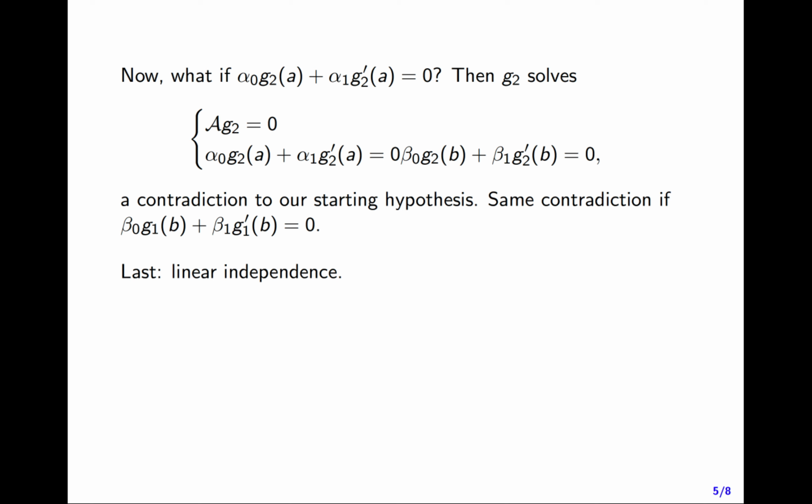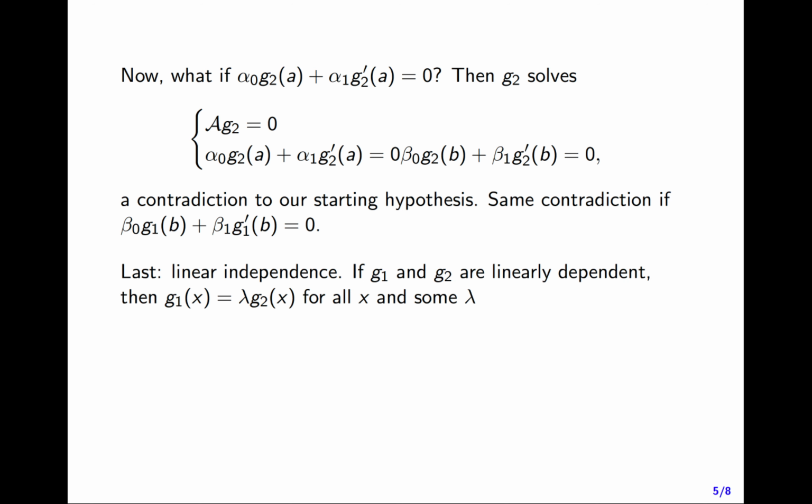Now, what about linear independence? I want g1 and g2 to be linearly independent functions. Well, let's go the route of contradiction again. Suppose g1 and g2 are linearly dependent. Then g1 and g2 have to be scalar multiples of each other. So I could have g1 of x equal to lambda times g2 of x for all x and a particular constant lambda, or the reverse, maybe I have g2 equal to lambda times g1. Let's just stick with the first case, g1 equals lambda times g2.